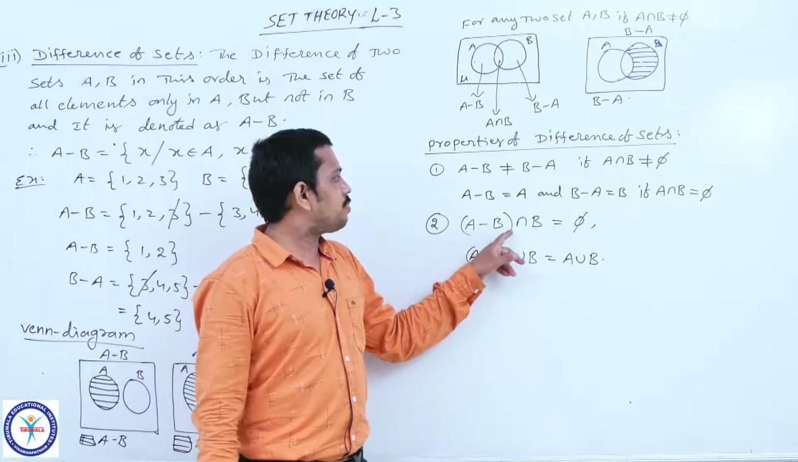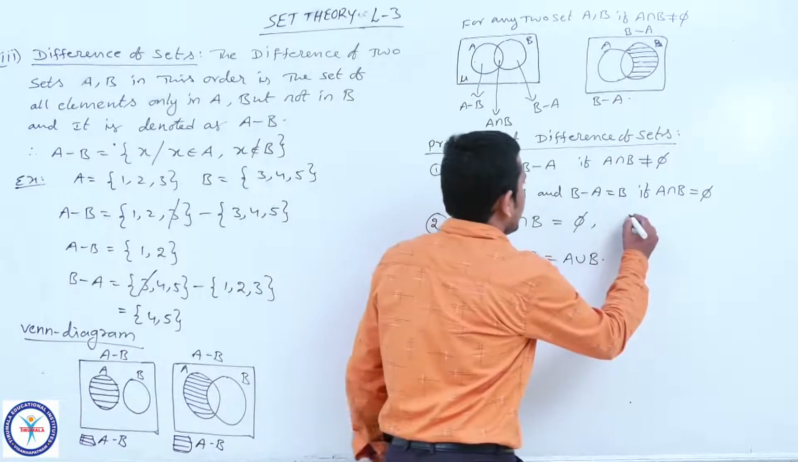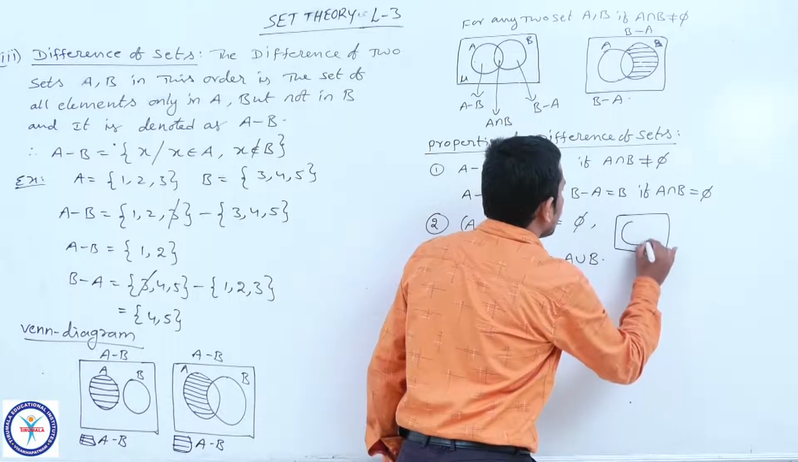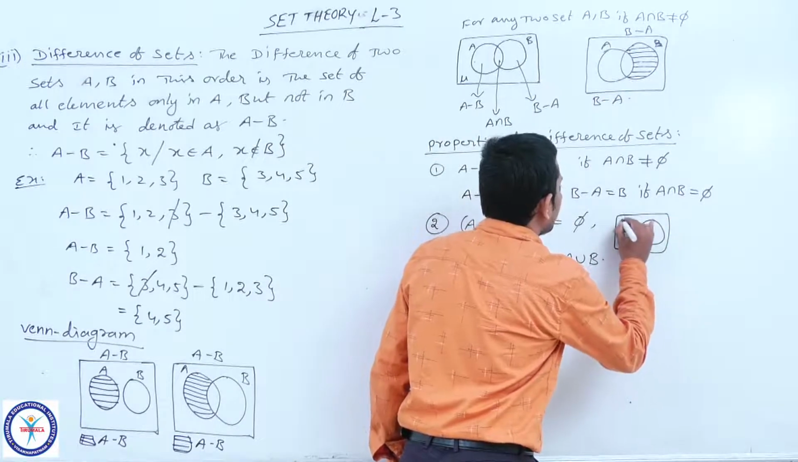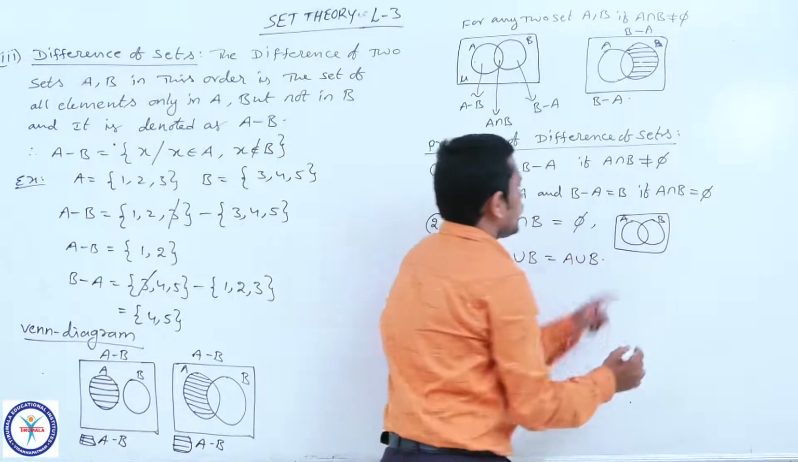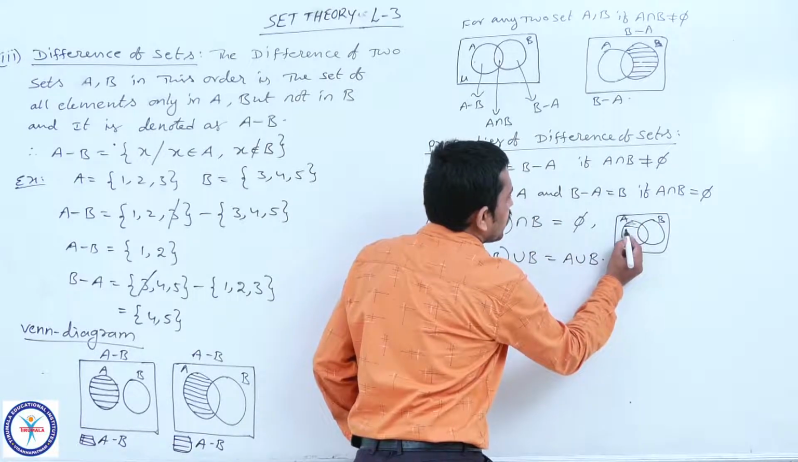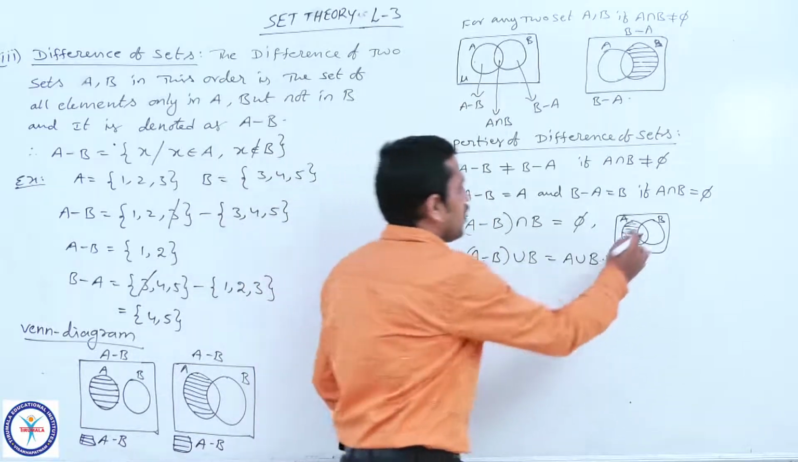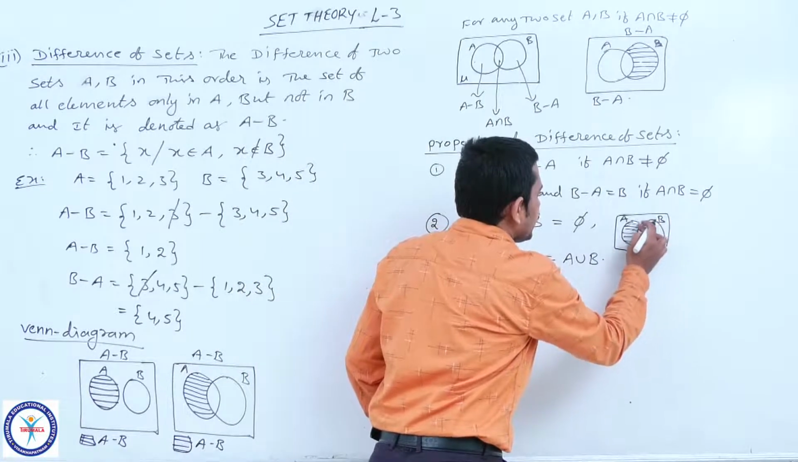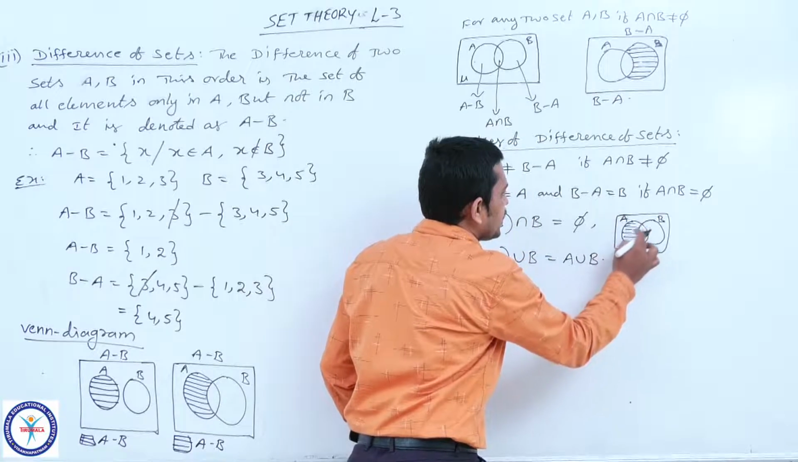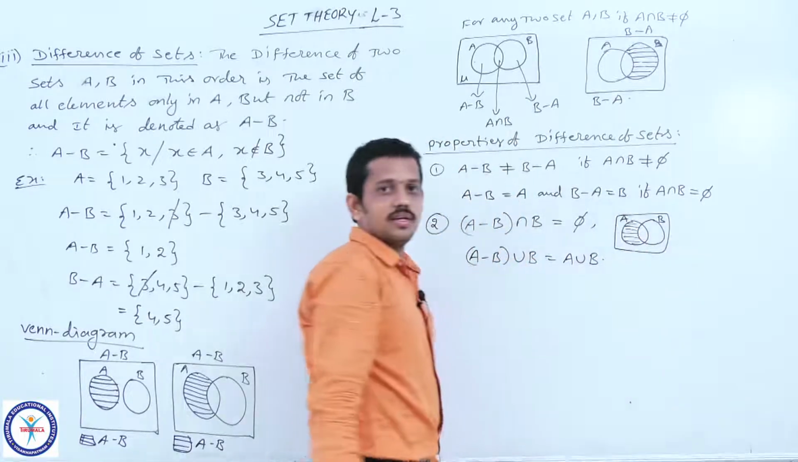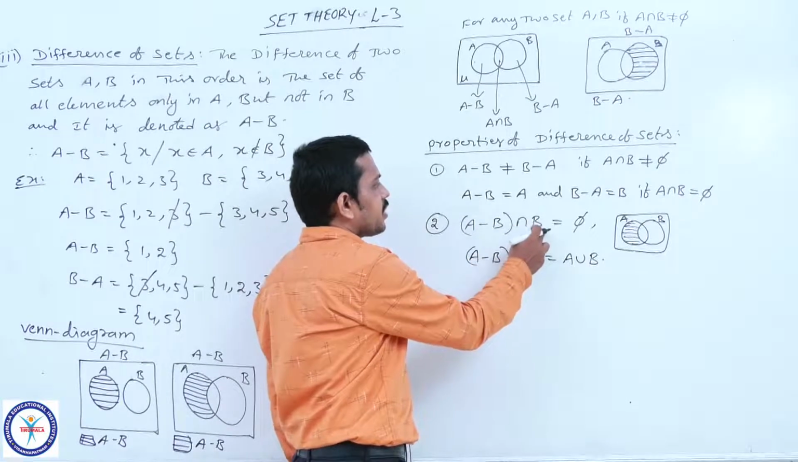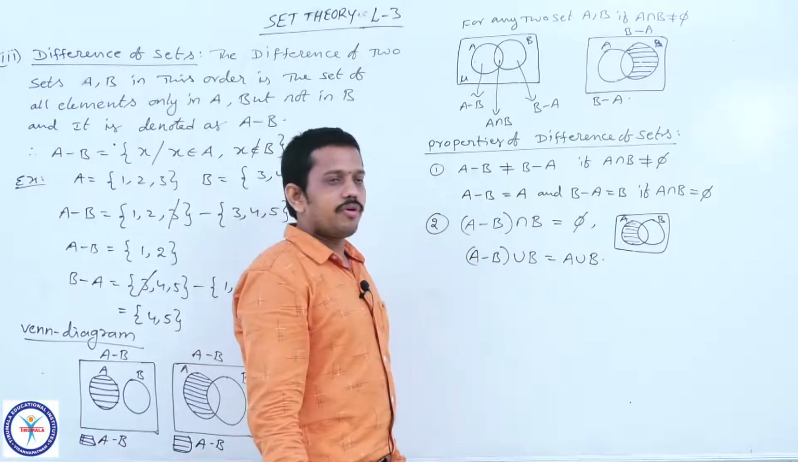Diagrammatically, what is A minus B? It is the region only belonging to set A, this shaded region. Intersection B, what is the intersection? Is there any common region for this shaded region and set B? There is no common region. Therefore A minus B intersection B is equal to the null set.